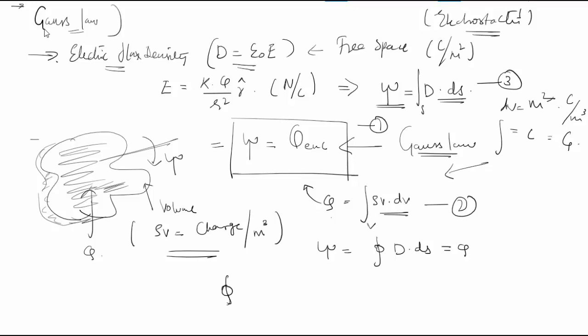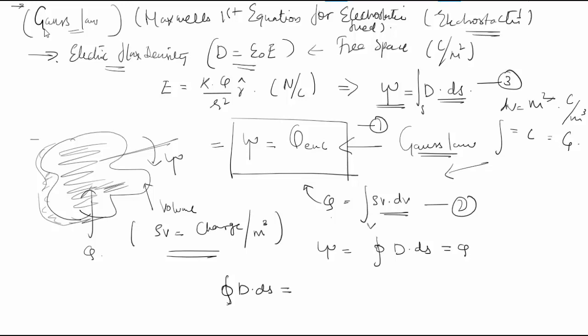This is what we are doing: defining Gauss's law and deriving Maxwell's first equation for electrostatic fields. So D dot ds is equal to the integration of rho v dv. Based on equations 1, 2 and 3 we can write this, substituting the flux here. So this is my fourth equation.